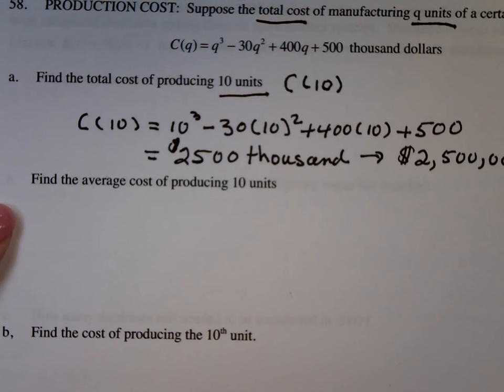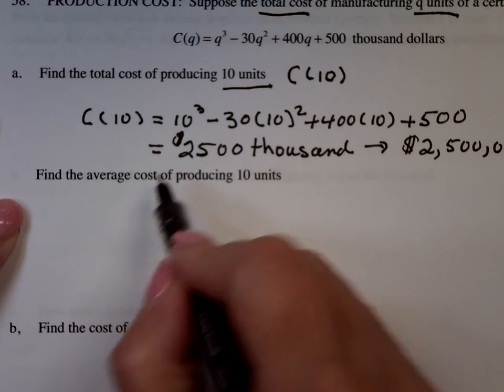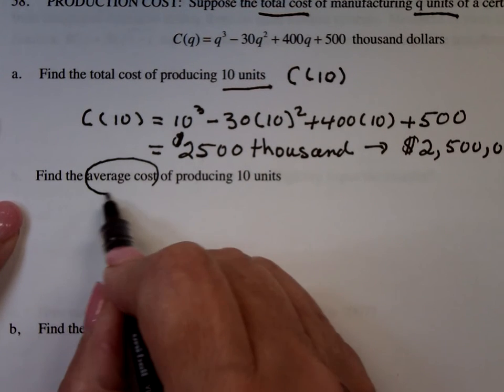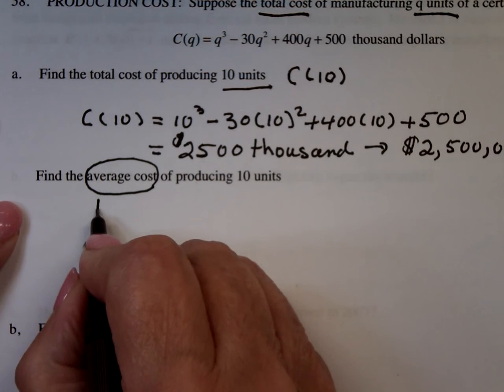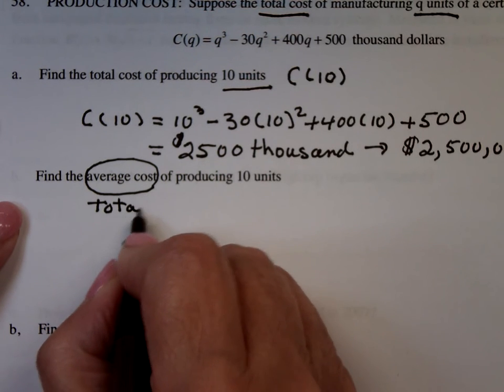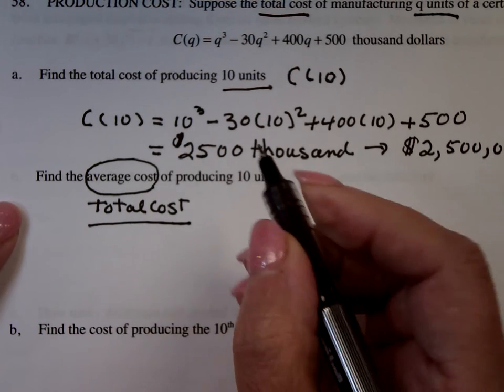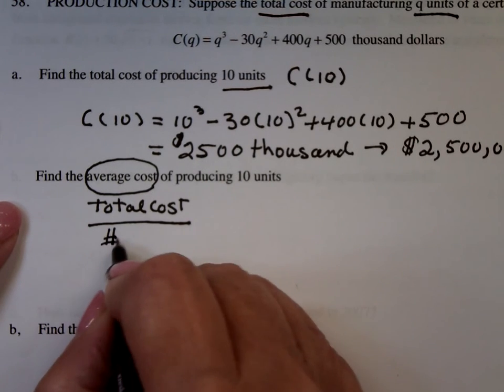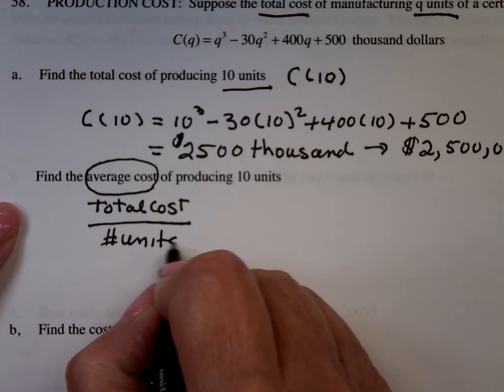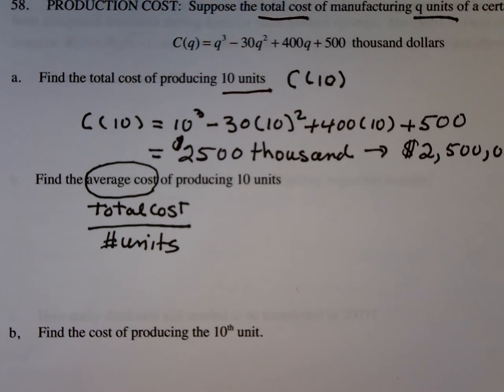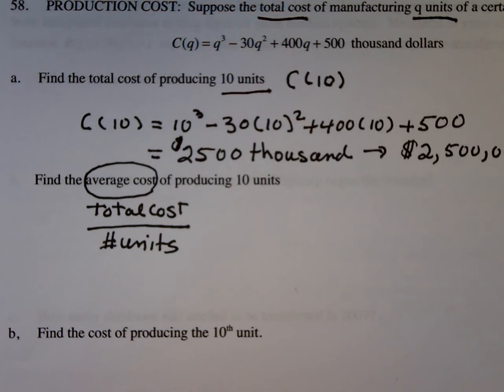Find the average cost. Now, average cost is total cost divided by the number of units. That's the average cost per unit to produce 10 of them.